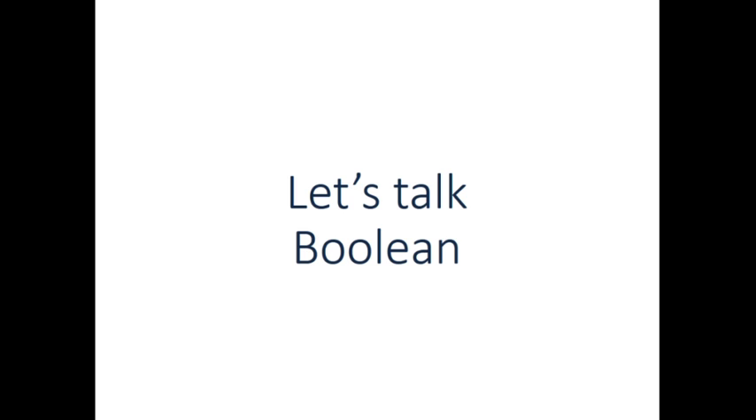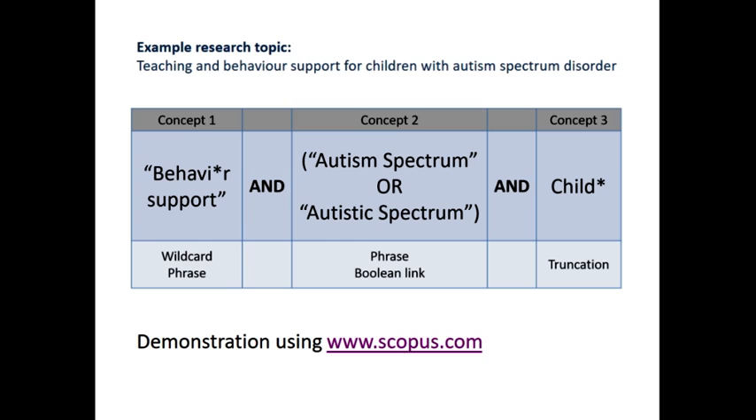What we're going to do today is take an example research topic, as we have done in the other videos, and look at one search and how it uses Boolean to search for all of the different elements, and then I'm going to show you how to input it into a database. In this case we're going to use a database called Scopus.